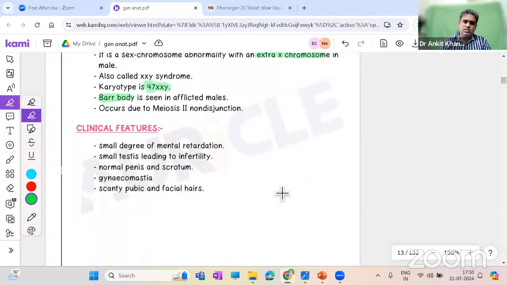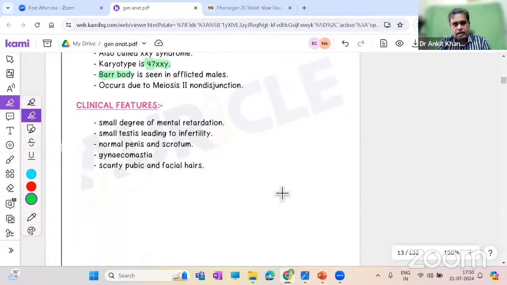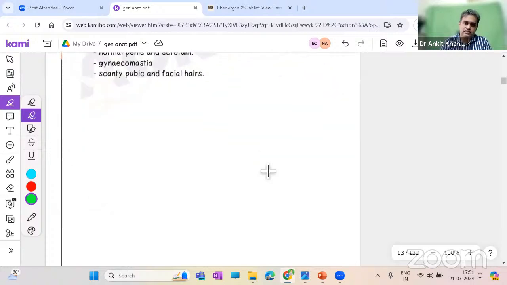Of course, it is due to meiosis II non-disjunction. Some clinical features are a small degree of mental retardation, small testes linked to infertility, normal penis and scrotum, gynecomastia, and scanty pubic and facial hair.